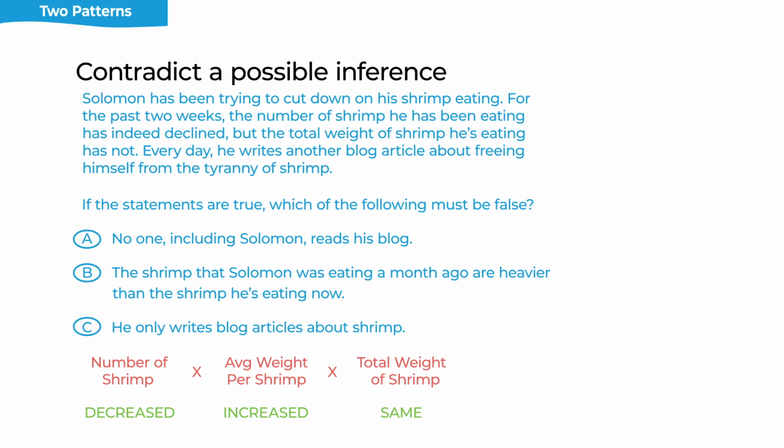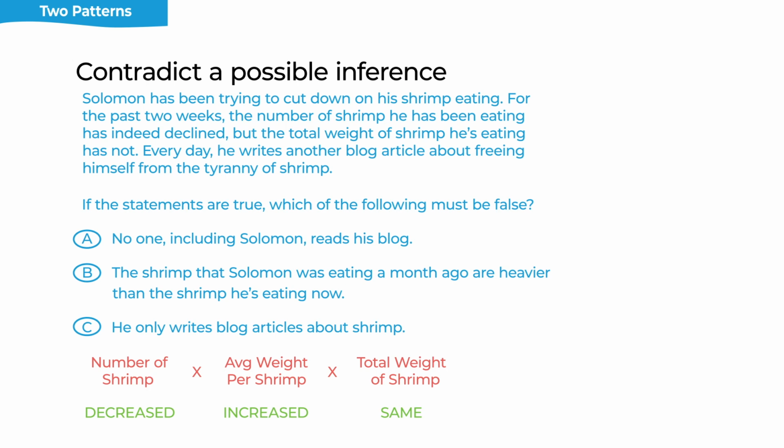The possible inference these facts allowed us to make is that for the past 2 weeks, he's been eating, on average, heavier shrimp. B contradicts that idea and says that the shrimp he was eating a month ago are heavier than the shrimp he's eating now. Now, there are slight technicalities with a month ago in the sense that our paragraph never exactly clarified what Solomon is doing a month ago, but we will take this as a 98% provably false type answer.